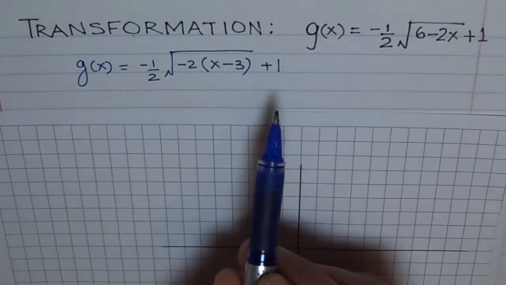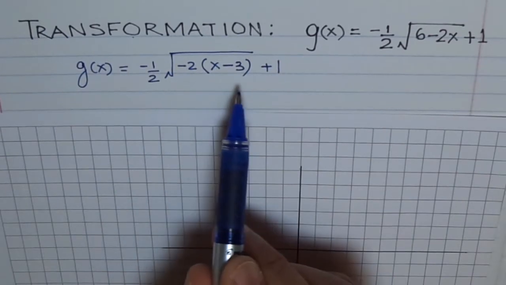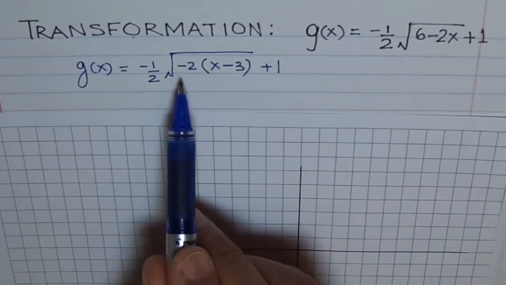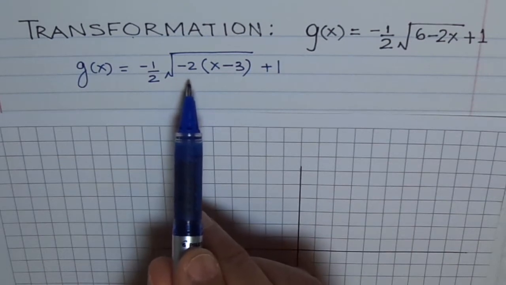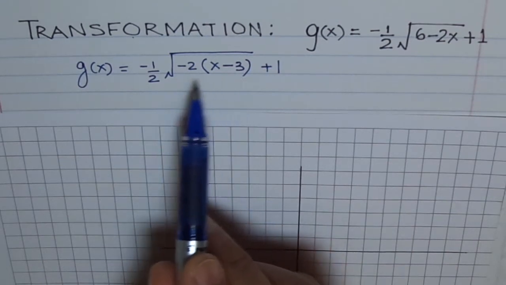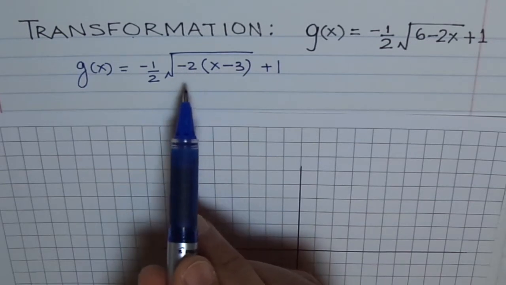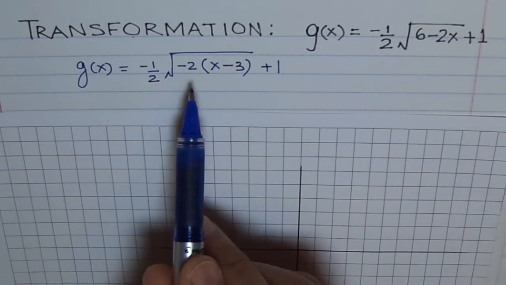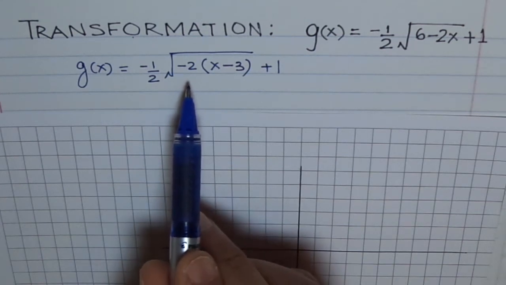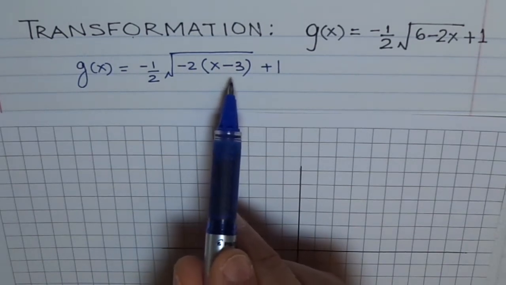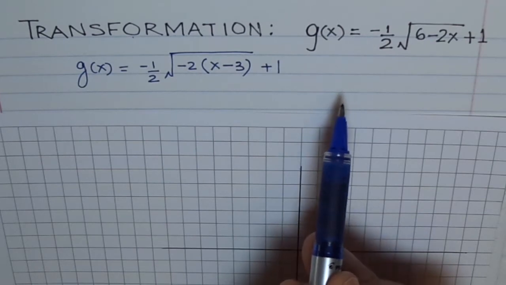Now here you can say, what are your horizontal transformations? This minus indicates reflection on y-axis. And 2, remember, inside we just do the reverse. 2 is more than 1. We don't stretch. We compress it by a factor of 1 over 2. Do you remember that k factor? Compress by a factor of 1 over 2. And this minus 3, you have to move your graph 3 units right, horizontally.